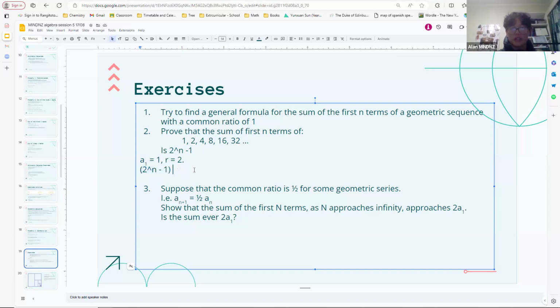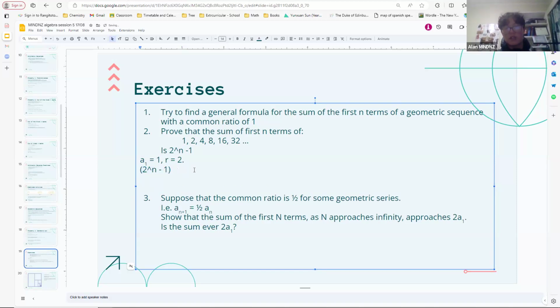You can see this in binary, because 2 to the n in binary is 1 followed by n zeros, and 2 to the n minus 1 is just a bunch of 1s, just n 1s.